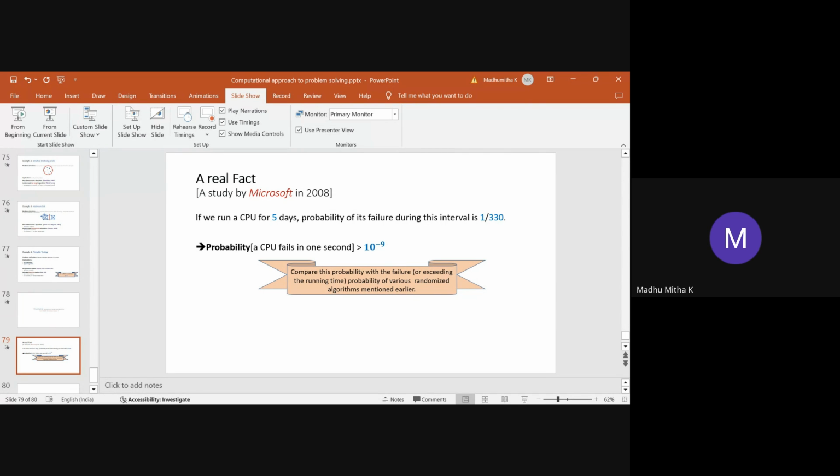They have given a case study by Microsoft at the end of 2008, when they ran the CPU for 5 days. So what is the number of failures? There is at least one failure in 330 times. Even when you are applying the deterministic algorithm, the range is this much, like 1 in 330. The same thing when you apply the randomized algorithm, it will keep on increasing. So you must also have some solutions to clear that and keep on updating regarding that.